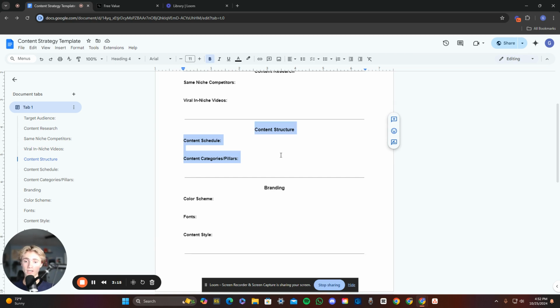And so the second thing here, though, is content structure. With your content structure, you want to have some sort of schedule in mind for the sake of consistency. Basically what this means is not knowing every single day what's going out, but knowing the percentage of different types of content going out.